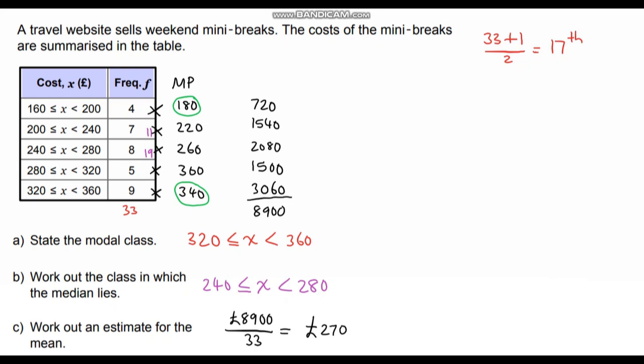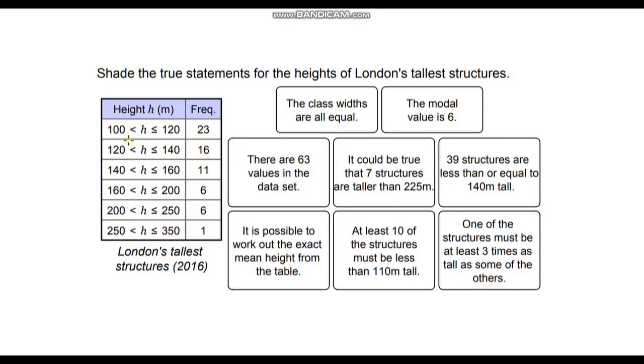Now, just before I finish this video, I'm going to give you one last question, which is all about identifying true and false statements from a grouped frequency table. Now, what we've got in this grouped frequency table are the heights of London's tallest structures, and we just need to shade which statements are true. So the first one, the class widths are all equal.